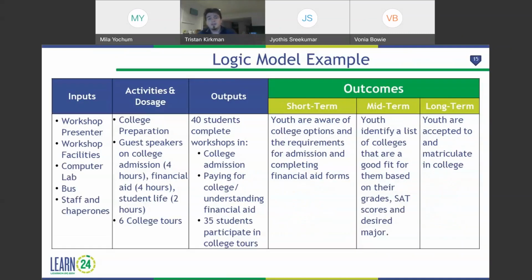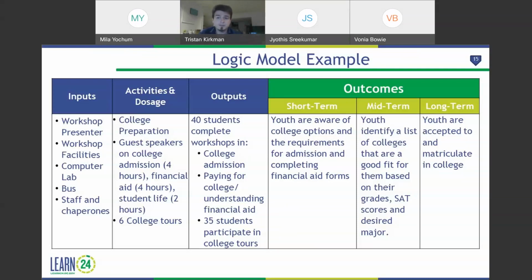Here's another example, similar, but a little bit more filled out. Again, we have our inputs, which can include the workshop, the workshop presenter, facilities, computers and labs, buses, staff, and these are all necessary inputs for college preparation activities or guest speaking activities or college tour activities. And those produce direct outputs, things like the number of students that participated in college tours, or the number of students who have completed those particular workshops.